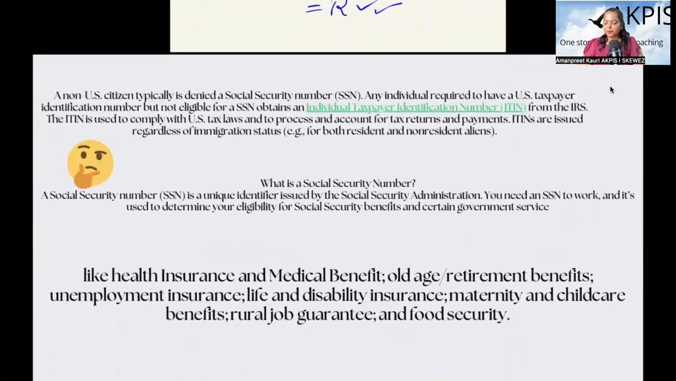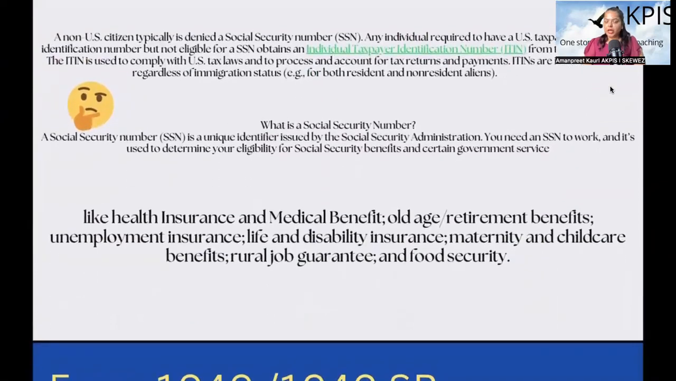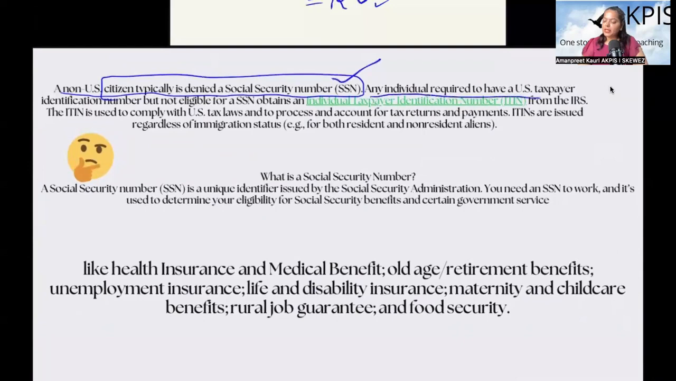Let's proceed further now. A non-US citizen is typically denied a social security number. So what is this SSN? That is for the purpose of claiming certain social security benefits, let's say health benefits and all. A person who is a United States citizen is given a social security number. But what about the person who is not a US citizen? He is not given this SSN, social security number. So in that particular situation, any individual who is required to have a US taxpayer identification but is not eligible for an SSN obtains an individual taxpayer identification number.